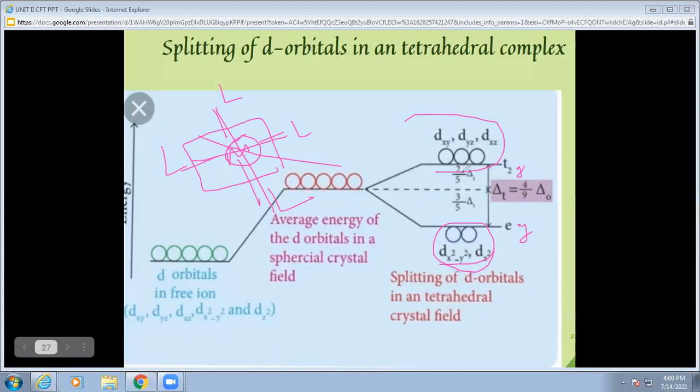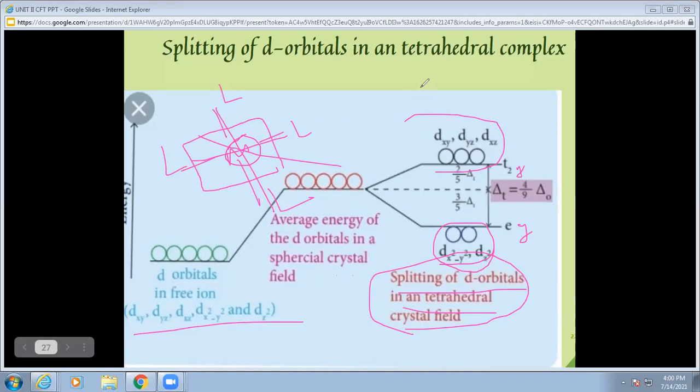What is that separation? It is the opposite: minus 2 by 5 becomes plus 2 by 5 delta T, and 3 by 5 delta T. T indicates tetrahedral complexes. That is the splitting of d orbitals in a tetrahedral crystal field. This is the opposite of the octahedral structure.